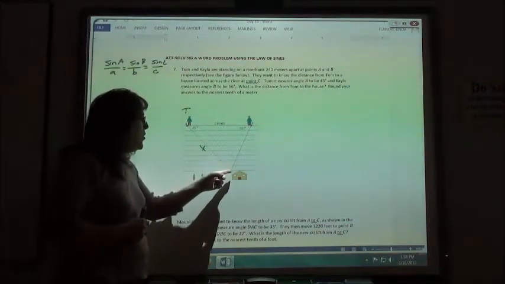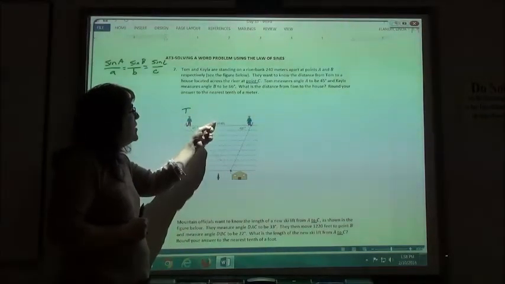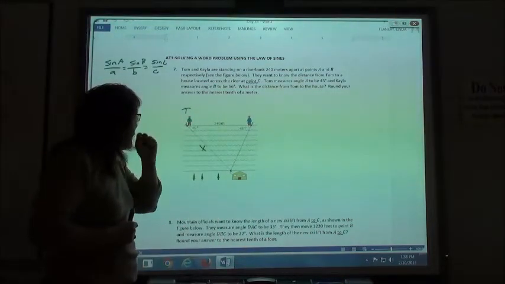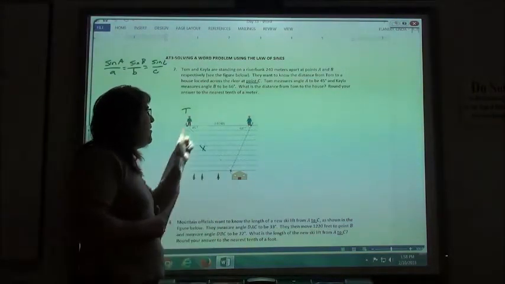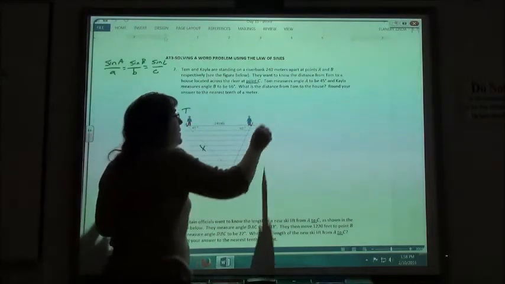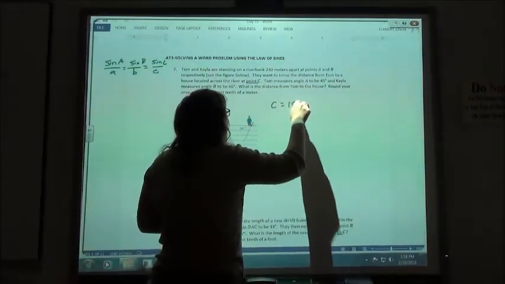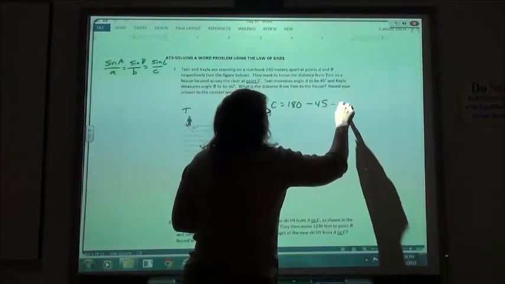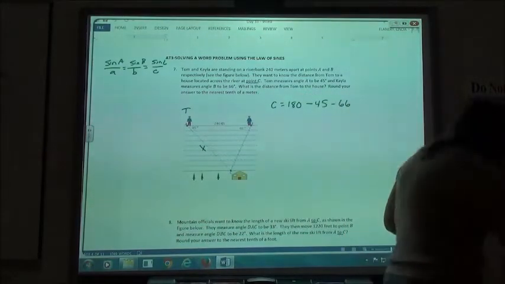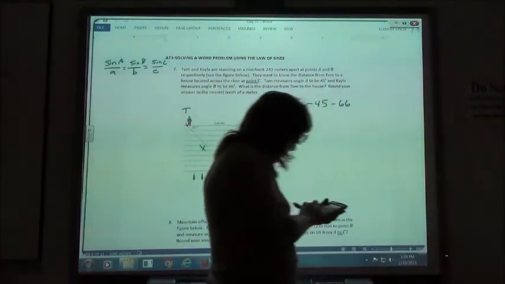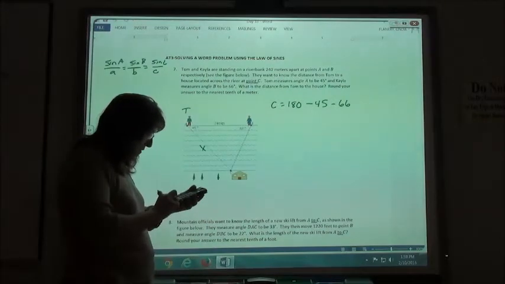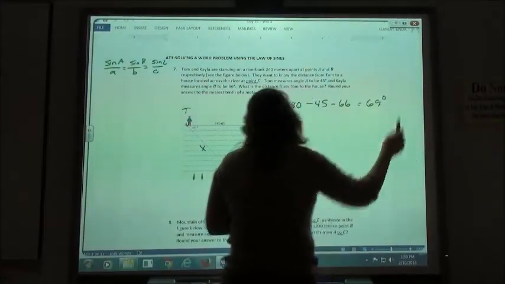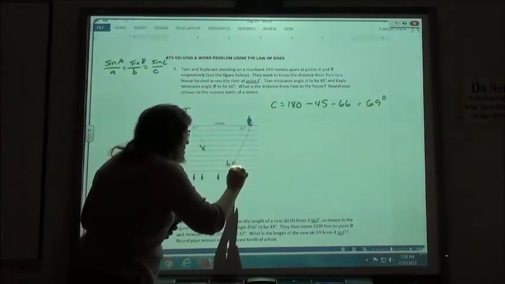So, in order to use our law of sines, since we know this side here, we need to know this angle down here. And since we know in our triangle that all three angles add up to 180, C is going to equal 180 minus 45 minus 66. I'm going to grab my calculator. 180 minus 45 minus 66 is 69. So, this angle down here is 69 degrees.